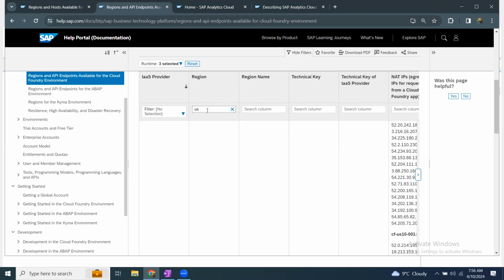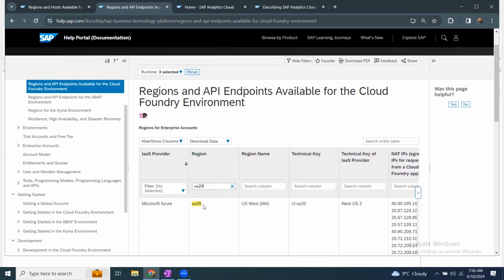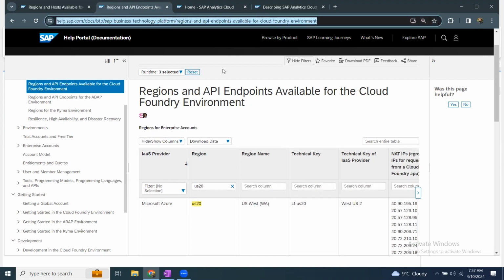Sometimes, for productive clients, many times you see a different region like US20. You can see that US20 is not AWS, it's Microsoft Azure US West, which is near Seattle in Washington state. So that's the way you can identify any Cloud Foundry services or tenants on the Cloud Foundry environment, by navigating to this particular help page.